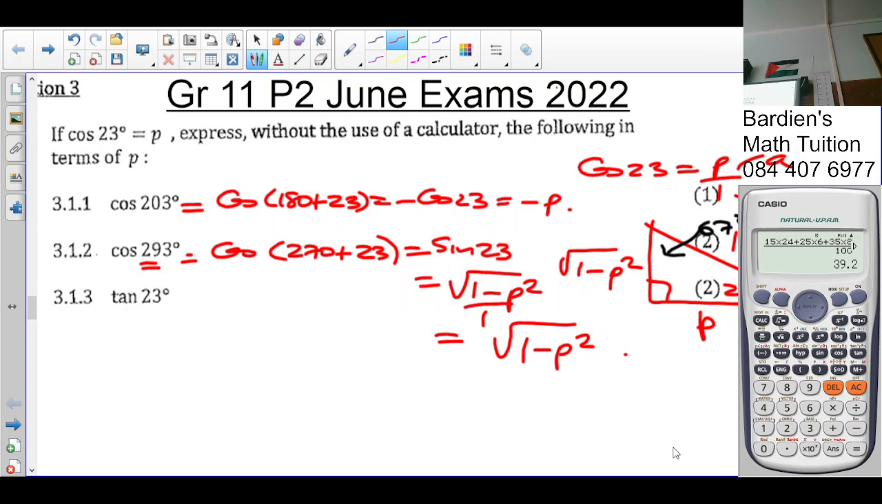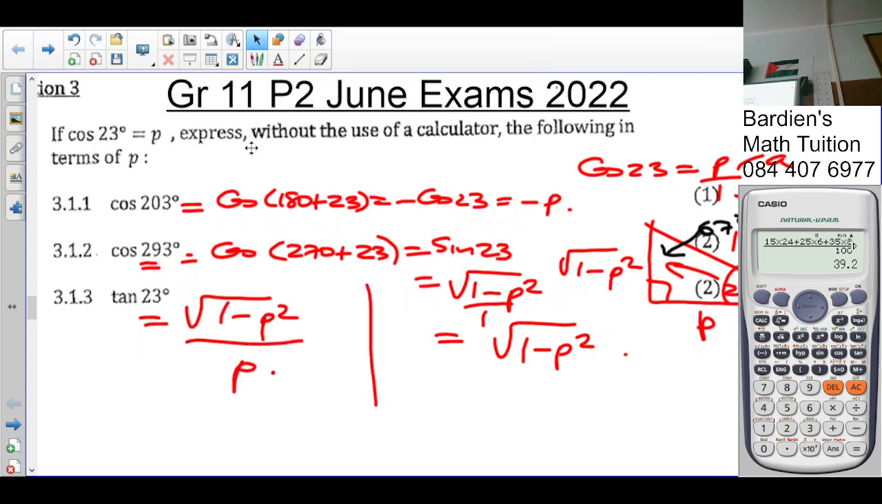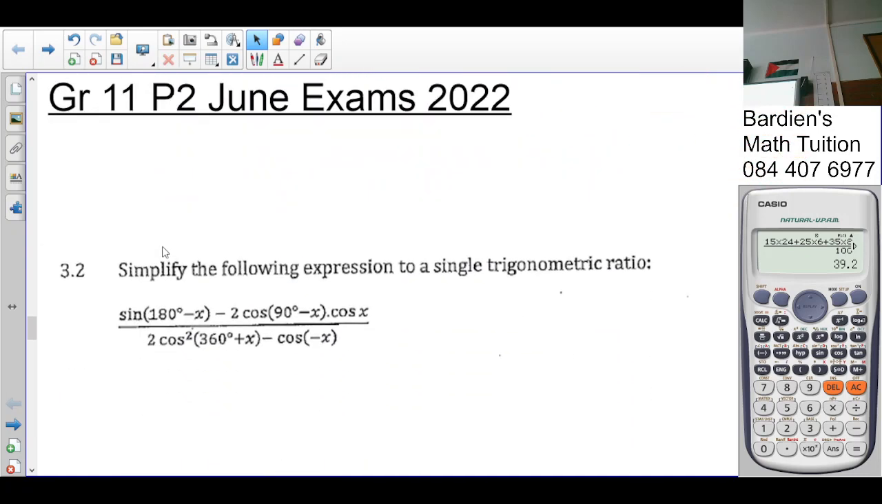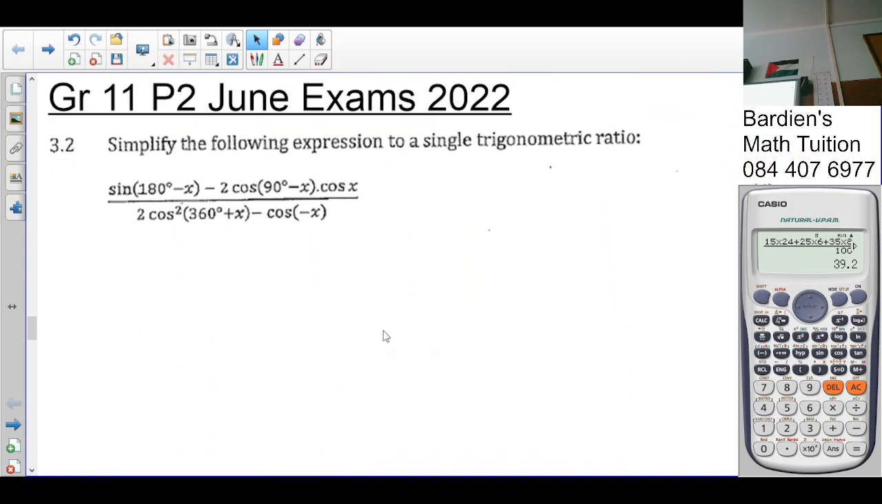And then the last one, tan of 23. Tan is opposite over adjacent. So it's the square root of 1 minus p squared over p. Okay. The next question, 3.2. In question 3.2 it says simplify the following expression to a single trigonometric ratio.